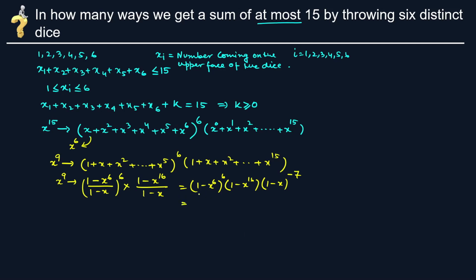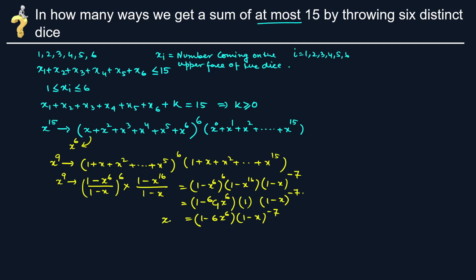So now, if I open the first one, it will be 1 minus 6C1 x to the power 6, and I will expand no more, because after this the exponent of x will exceed x to the power 9. So I don't need it. Now we are left with 1 minus x to the power 16. I don't need x to the power 16, so reject it. We are left with (1 minus x) whole to the power minus 7. So here we are having (1 minus 6x to the power 6) into (1 minus x) whole to the power minus 7.